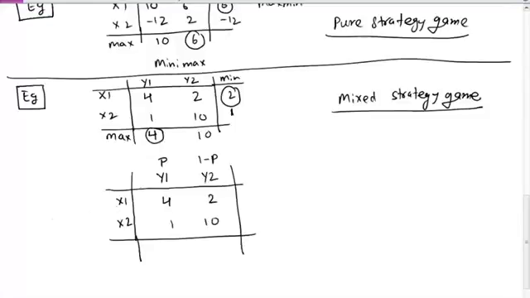And similarly for player X, let's say the first strategy is used q times, or the proportion is q, and 1 minus q for the second one. So the expected gain will be 4 times q, so we multiply 4 and q. So basically we are taking a weighted average. We are using the weights as the proportion of times each payoff will occur. So 1 times 1 minus q. Similarly 2 times q for this one, plus 10 times 1 minus q.